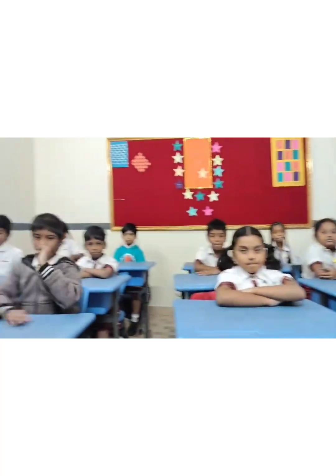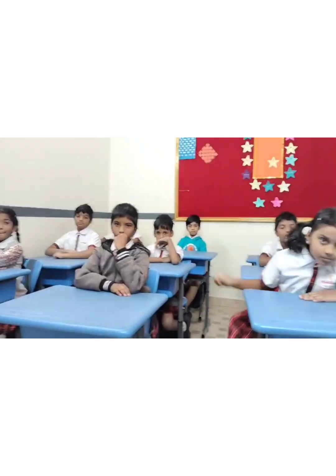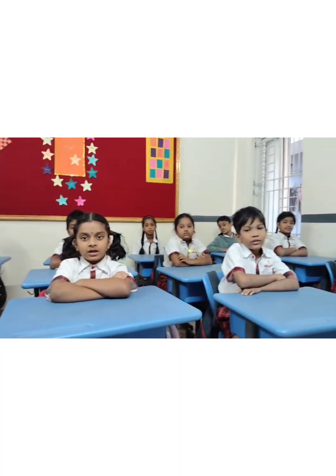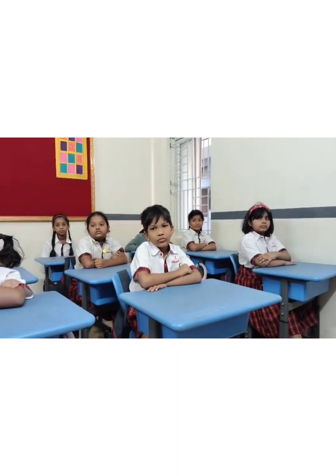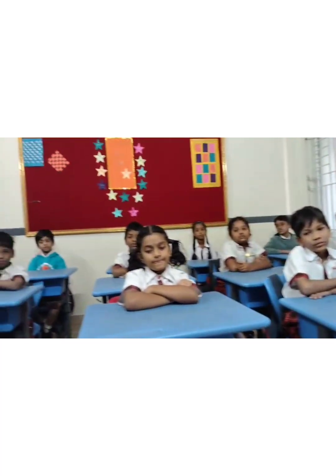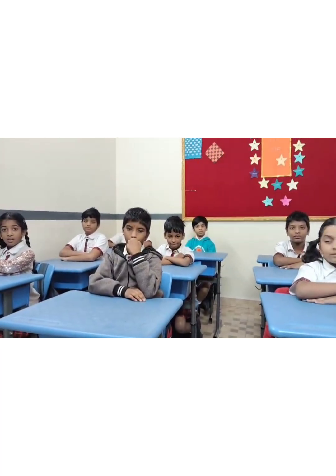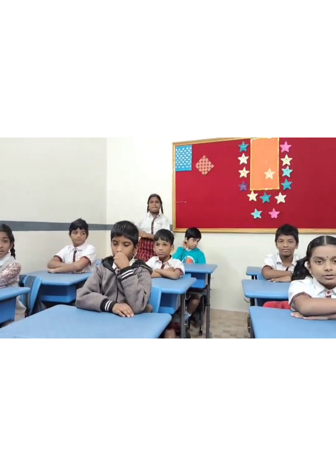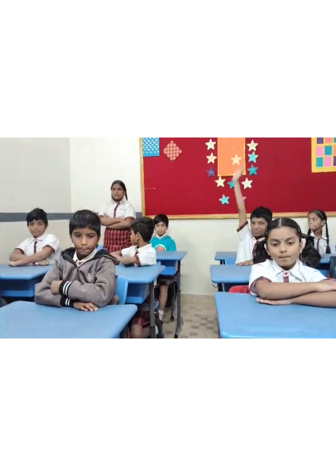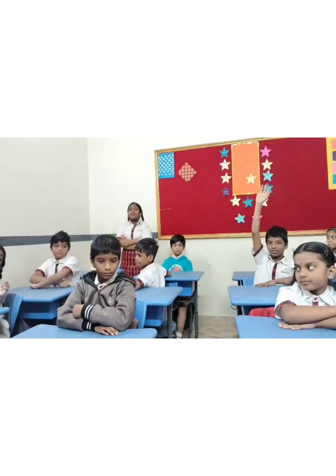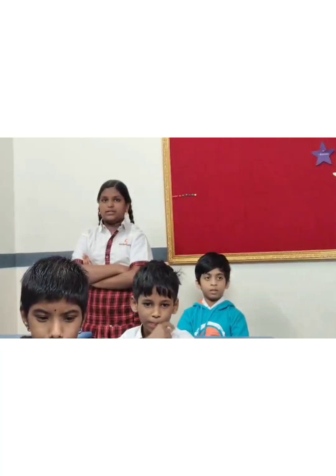So let's start with the revision class of block 14, light and shadow. In the first lesson, we have learnt about two types of objects. Let's start from Vidiksha. Vidiksha, what are the two types of objects we have learnt? Luminous and non-luminous. Can you repeat one more time? Luminous and non-luminous objects. Very good.